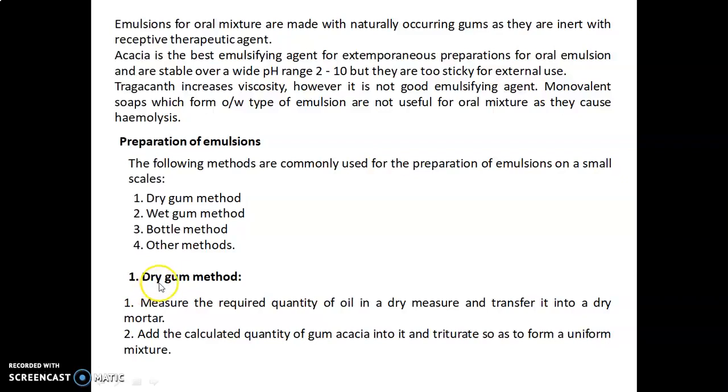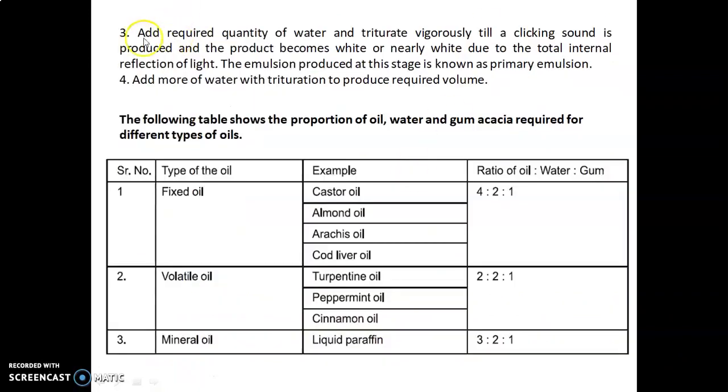First of all, let's discuss the dry gum method. In this, first we have to measure the required quantity of oil in a dry measure and transfer it into a dry mortar. Then add the calculated quantity of gum acacia into it and triturate to form a uniform mixture. Third, add the required quantity of water and triturate vigorously till a clicking sound is produced and the product becomes white or nearly white due to the total internal reflection of light. The emulsion produced at this stage is known as the primary emulsion. Fourth, add more water with trituration to produce the required volume.